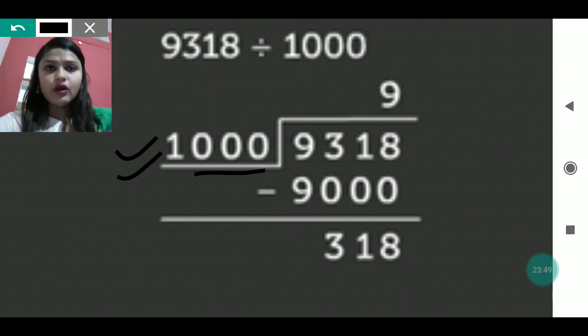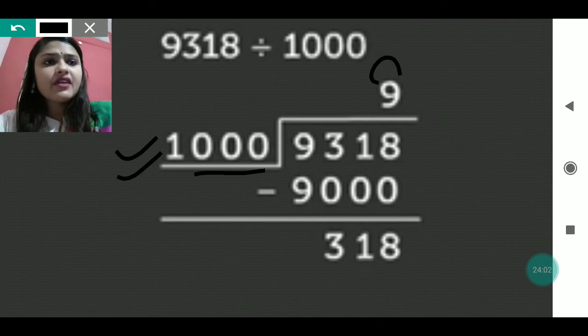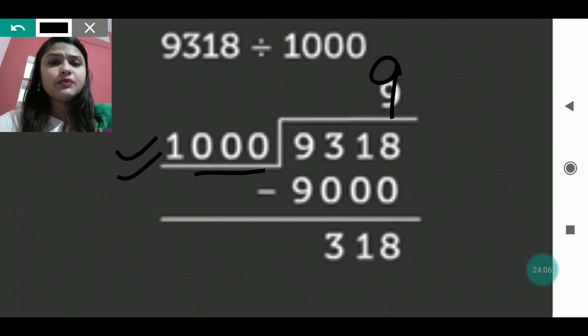Like this it will carry on. But the rest, all 3 digits after the first digit, will remain the same. So when we read the table of 1000 9 times, we will get 9000. So 9 we will write upside, at the quotient column, and 9000 we will write just below 9318. And we will subtract.